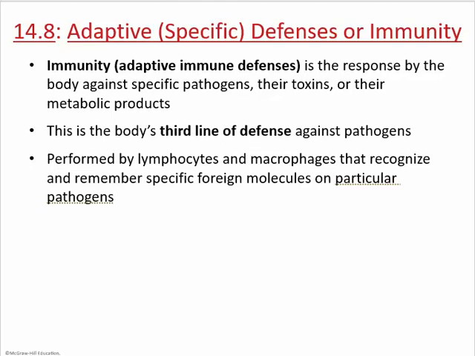Lymphocytes and macrophages and the phagocytes are the cells that are most involved. The phagocytes are not specific, but the lymphocytes are.